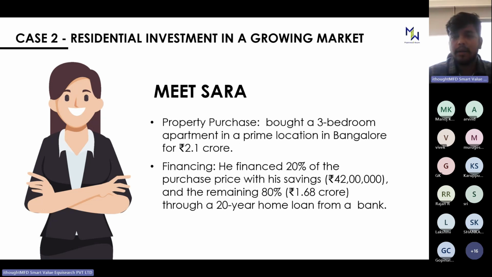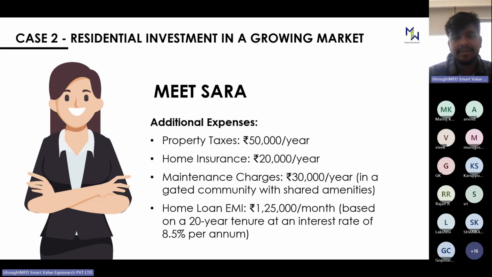He buys a 3-bedroom apartment, and 20% of that property value he pays as down payment from his own pocket, and for the balance 80% he goes for a 20-year loan. These are the additional expenses he'll be incurring. Property tax is 50,000 per year, insurance is 20,000, maintenance charge for a gated community would be 30,000, and the EMI would be around 1.25 lakhs per month at 8.5% per annum.